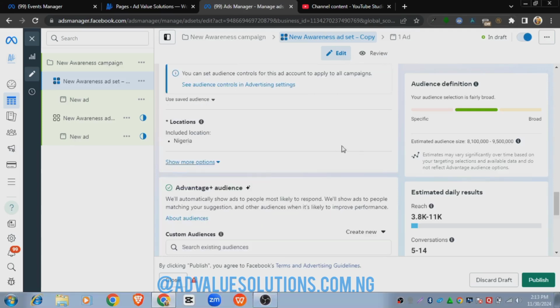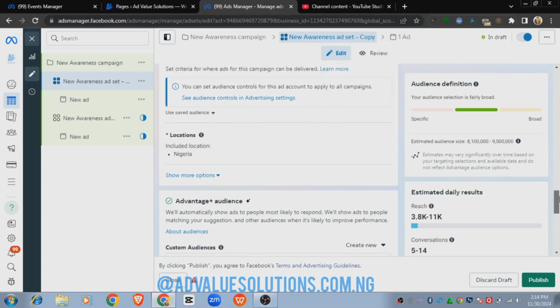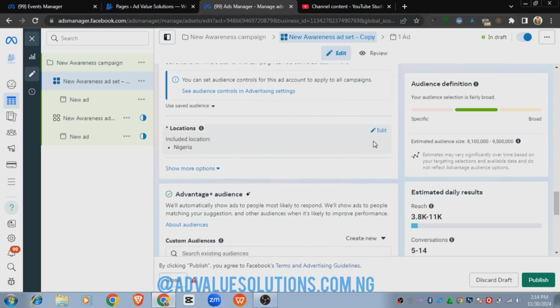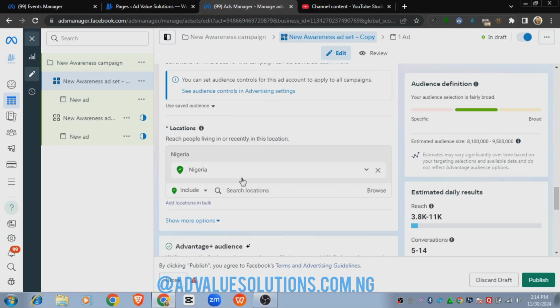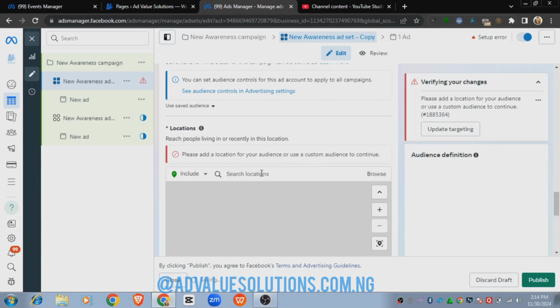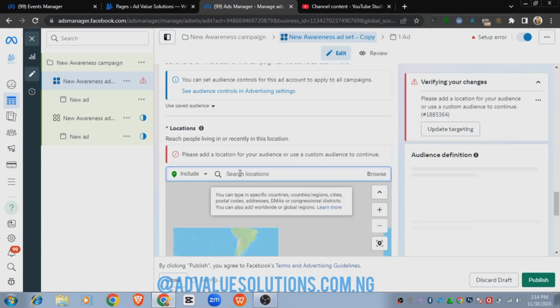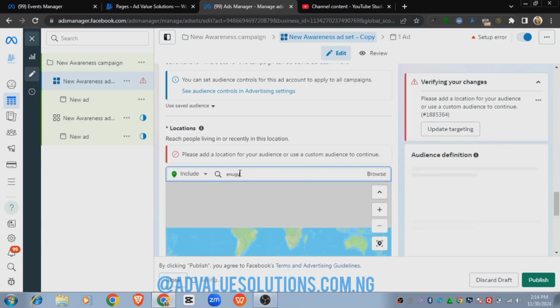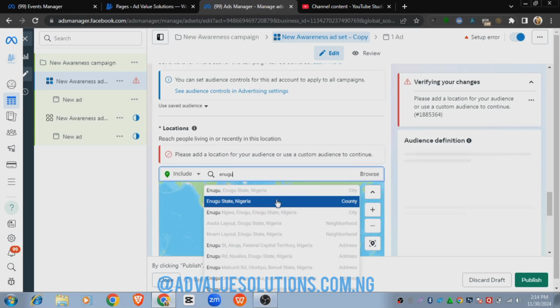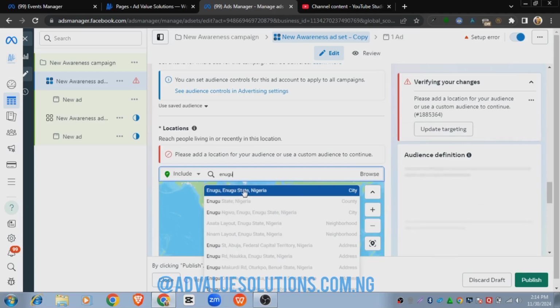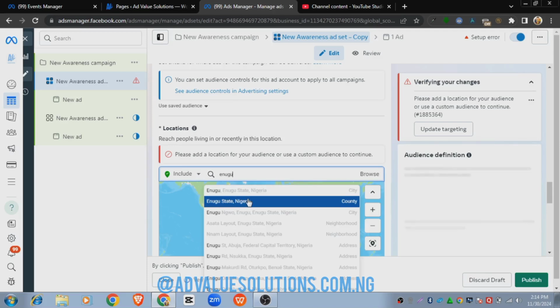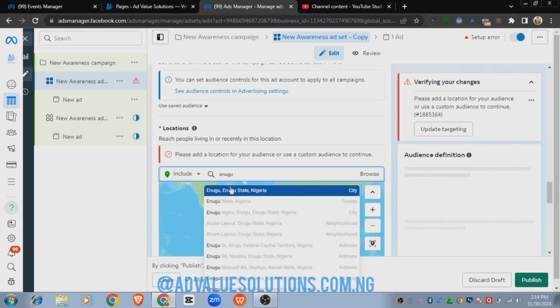When you want to show your ads to the right people, the first thing you should start with is the location. So if what you're selling is restricted to a particular state or a particular city, let me search Enugu. So this is Enugu State, this is Enugu City. You might not know the difference, but there's a difference between these two. If I'm selling things in the whole of Enugu State, I will select this. If I'm selling something only in the city of Enugu, I'll select this one.